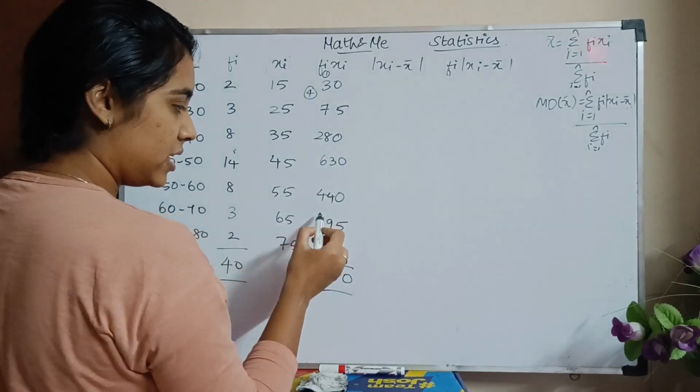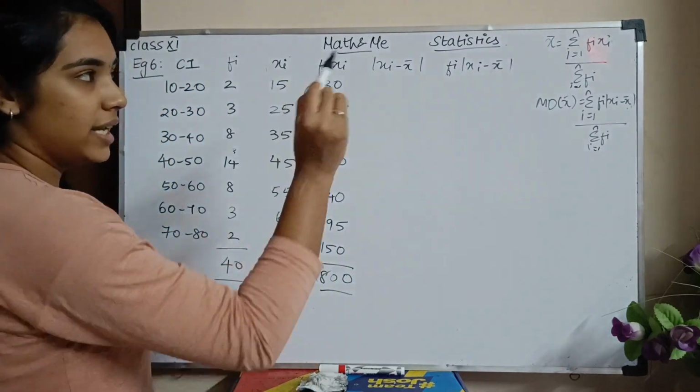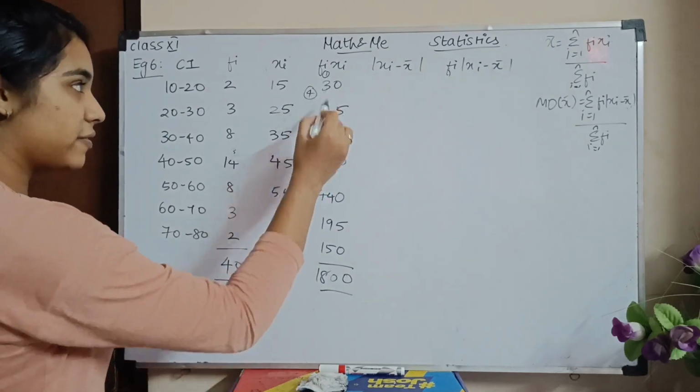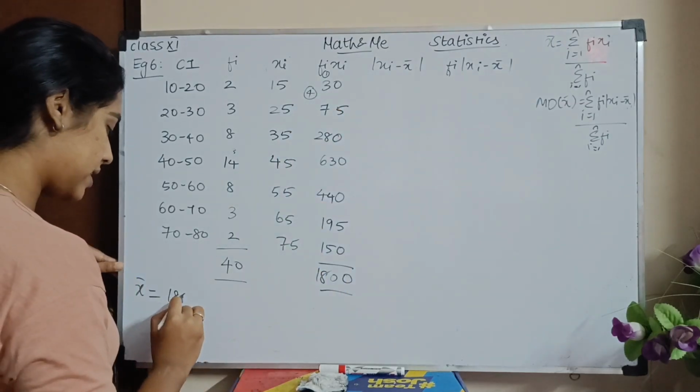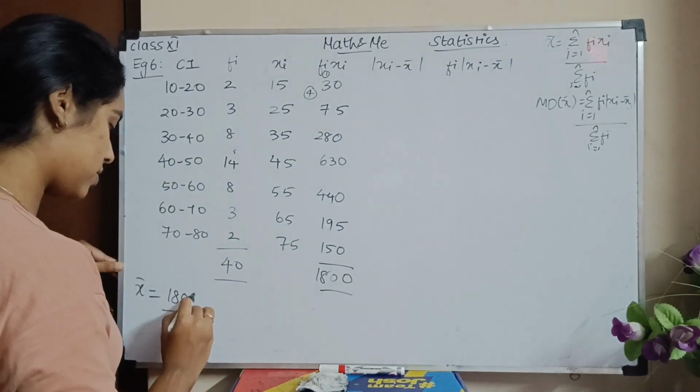12 plus 4 is 16. 17, 18. Okay, so I have 1840. Now I am going to find the mean because I need x bar. Correct? So x bar will be sigma fi xi, which is the sum of all this, 1800, divided by sigma fi, which is 40. The zeros cancel, I know.